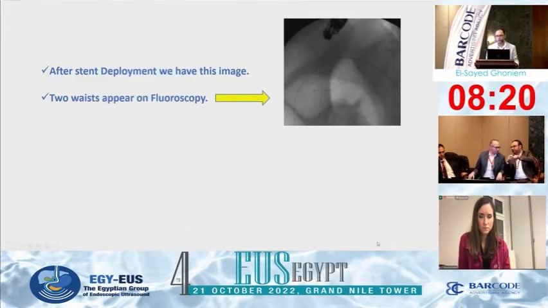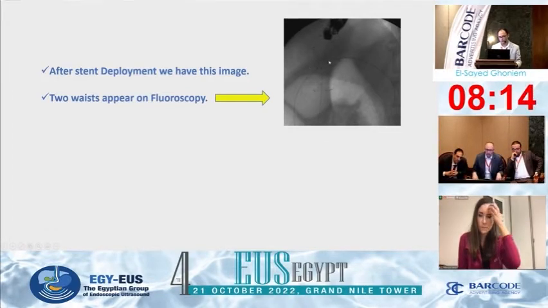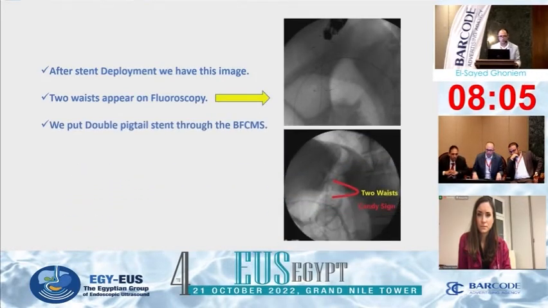So after deployment, we see this photo. We have two waists between the stomach, here, and this bulge between the gastric wall and the cyst. So we have two waists, and this is what we call candy sign.